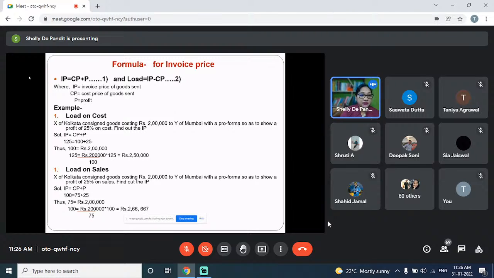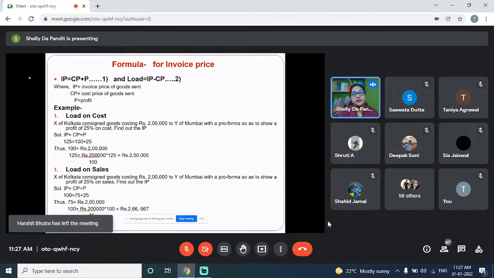Previously, it was 100 your cost, 125 your IP. But in this sum, as it is on sales, the CP is 75 and IP is 100. So it will become 2,66,667. So if somebody asks you in the case of the second one, what is the load? You can say that load is nothing but IP minus CP.